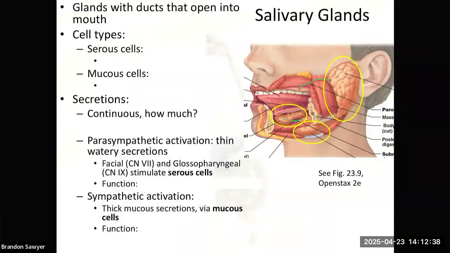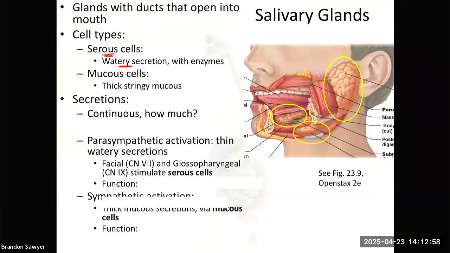Okay, so then a couple special structures here in the mouth would be the salivary glands. These are exocrine glands, right? They secrete into the GI tract, which in this case is the mouth. We have two primary types of cells there. We have the serous cells, which release a very watery secretion that also contains enzymes. And then we have the mucus cells that release a thick, stringy mucus that's not there for enzymatic or digestive purposes. We secrete a lot of fluid from our salivary glands, somewhere around a liter to a liter and a half each day.